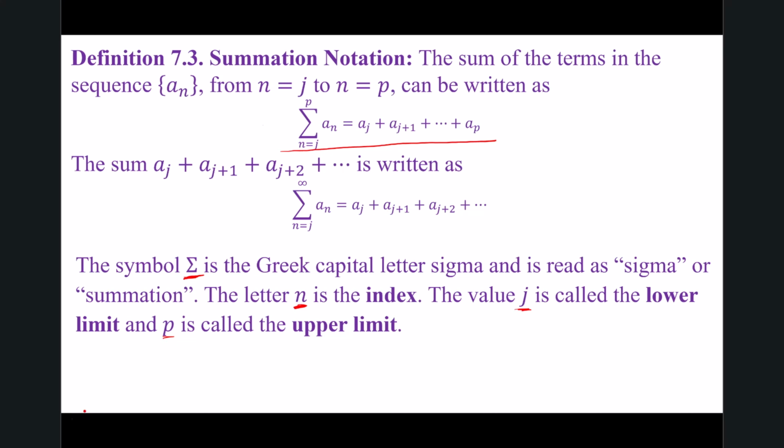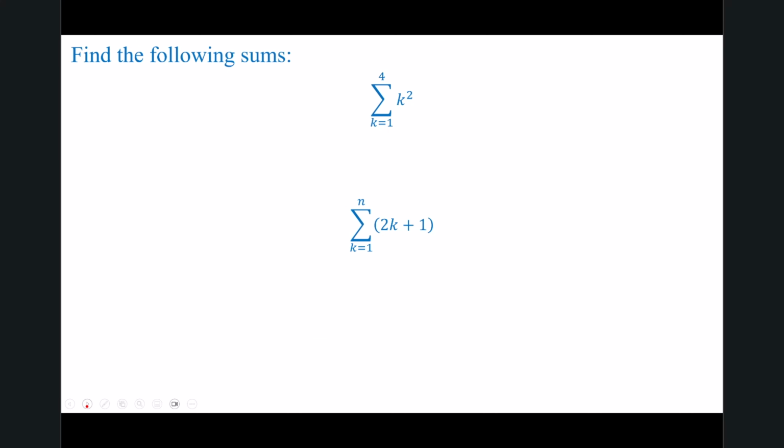So let's look at specific examples. We want to find the following sums. We have k equals 1 to 4 of k squared. What that means is we're going to start with k equals 1, so 1 squared, and then we're going to add. What do we have when k is 2? We have 2 squared, and then 3 squared, and then 4 squared. And we stop at the fourth term because this said to go from terms 1 to 4. So we did terms 1, 2, 3, and 4. Then we need to add all these together. So this is 1 plus 4 plus 9 plus 16. And if I add those, I get 30.